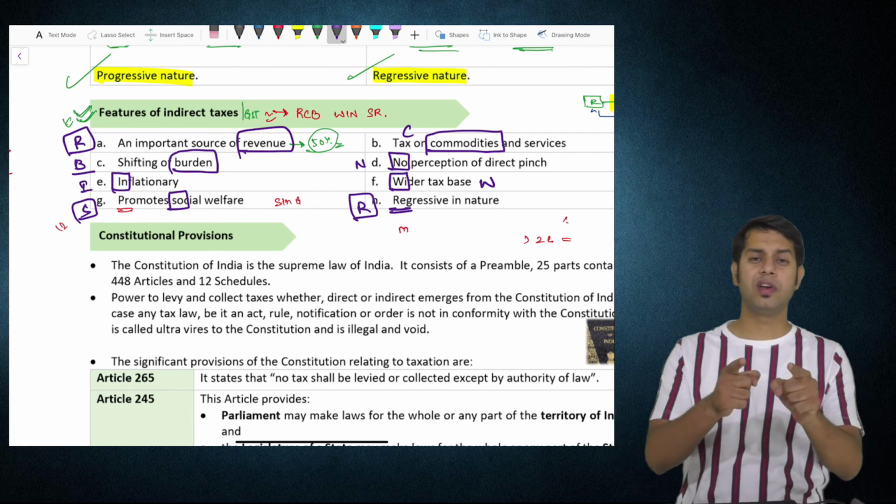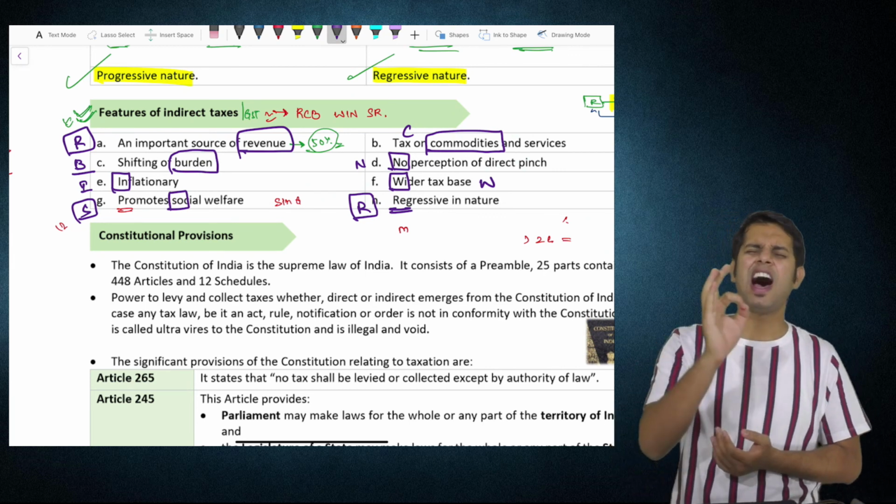So tell me, what are the features of indirect taxes? Who will win the IPL this time? Sir, RCB will win, sir.